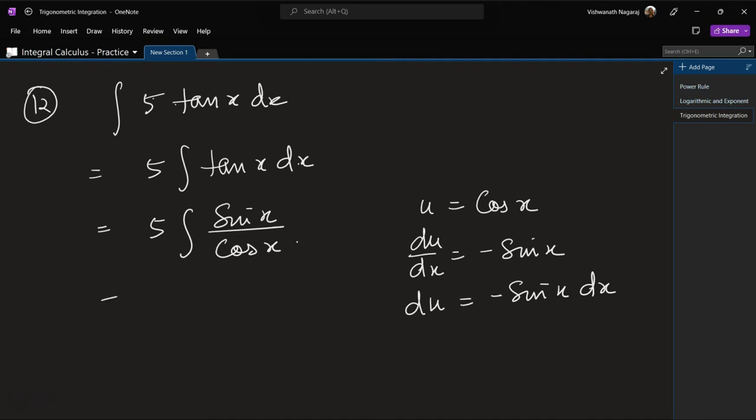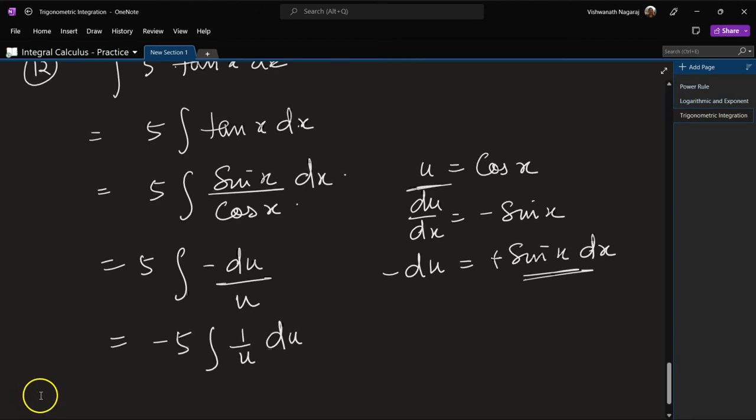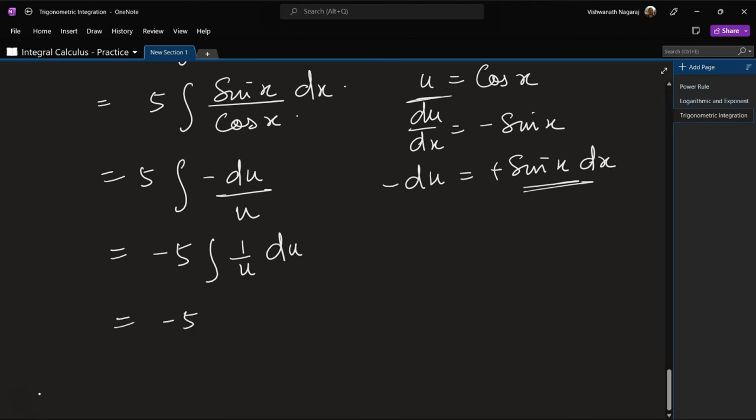Okay. So now this can be rewritten as sin x is what? Here we have dx. Sin x dx is what? This minus we can bring it to this side. So we have minus du. And cos x is what? U. So this becomes minus, we can bring it out, 1 by u du. And we know this, right? So minus 5 natural log of, remember, absolute value of u plus c. And finally, natural log, and we bring back the u. U is nothing but cos x plus c.